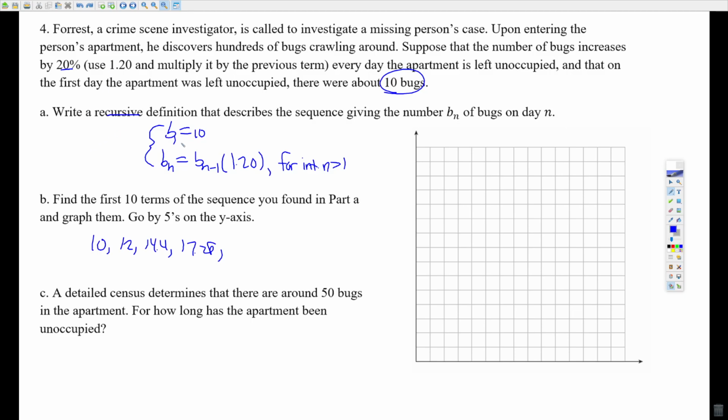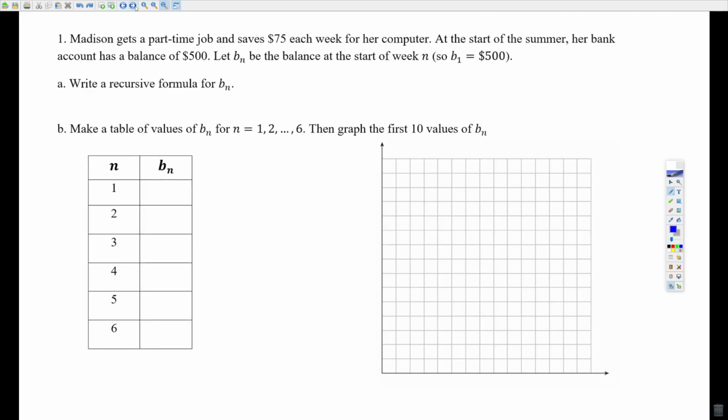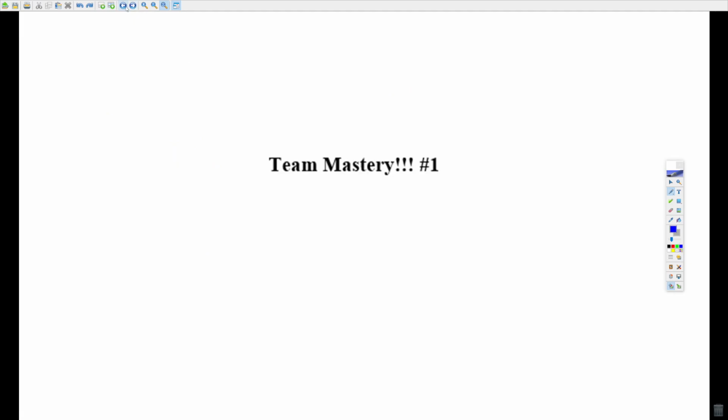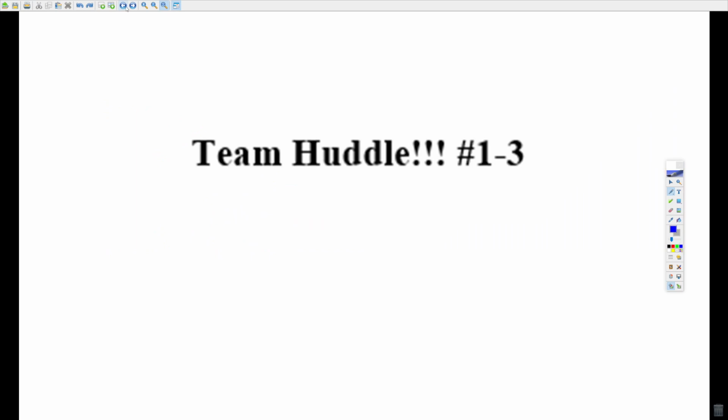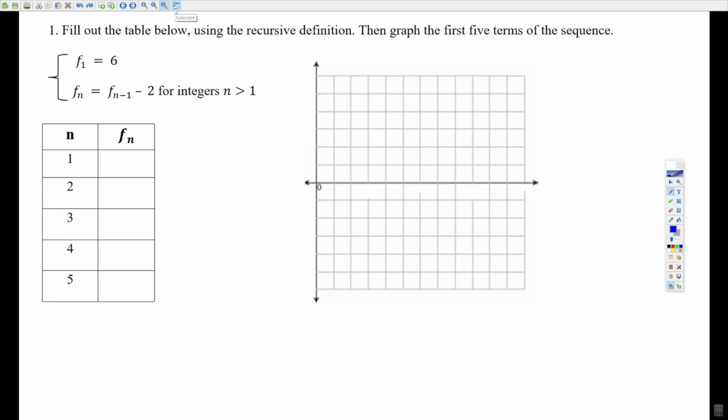And that should be it for this lesson. Hopefully you were able to follow fine and are able to finish the rest of the notes, which only consists of one team mastery problem, finishing 4 here, finishing 3, and then doing multiple choice and 1 on your own. So it's really not that long. And we only have about 2 more lessons left with sequences, and we'll be done with it.